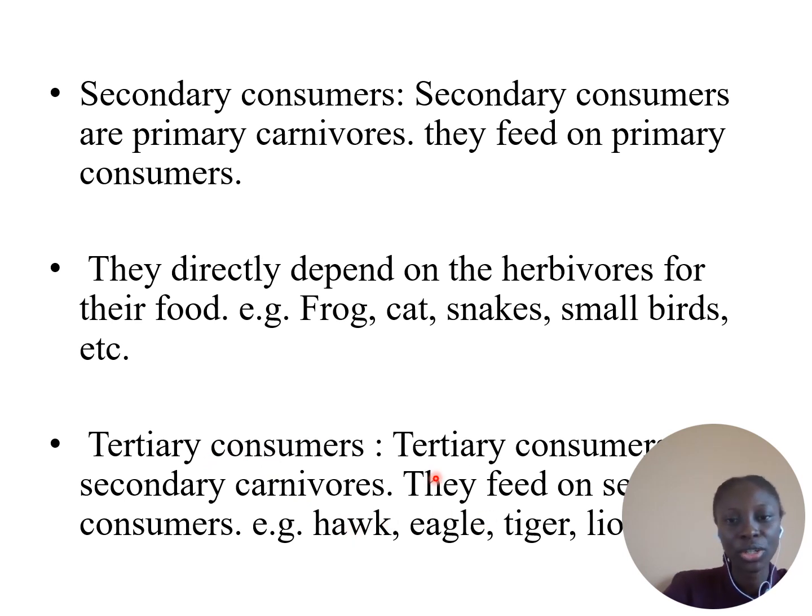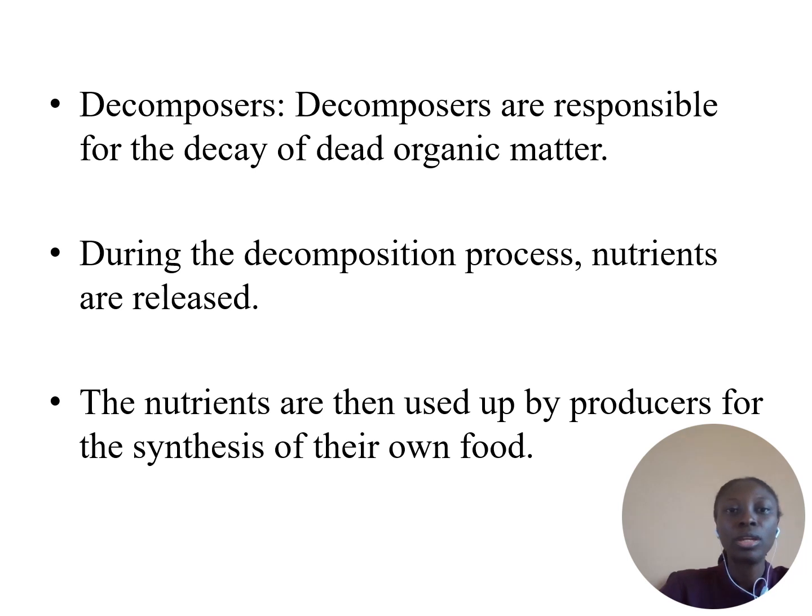Then we have the tertiary consumers. These are a group of organisms that can be seen as the secondary carnivores. They feed on secondary consumers. For instance, hawks can feed on chickens, eagles can feed on lizards, tigers and lions can feed on secondary carnivores, and that makes them tertiary consumers.